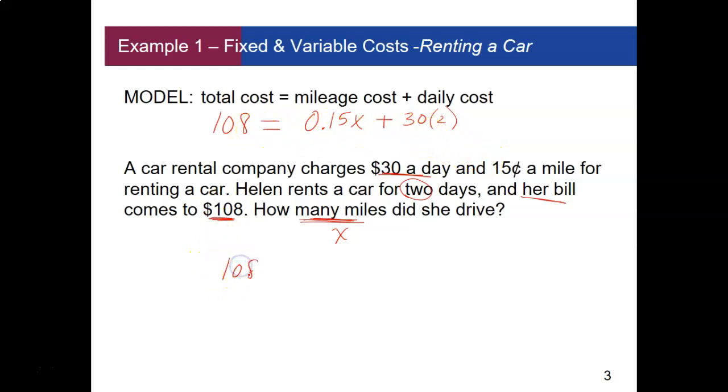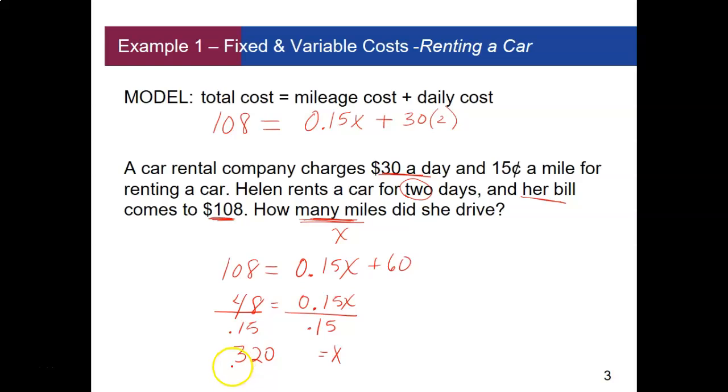And from here, it's just a linear equation. I'm just going to recopy it down here so we can work with it a little bit better. Okay, if we subtract the 60, we're going to get 48. And then we want to divide the 0.15 away. So X is going to be 48 divided by 0.15, and that's going to give me 320, and that's going to be miles. So she drove 320 miles.